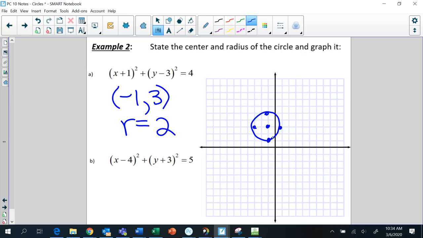How about that one? Center. 4, -3. And we go out how far? How far do we go for radius? Square root of 5. If you don't know what square root of 5 is, it's over square root of 4, sorry. It's greater than 2, less than 3, or you could just ask what's the square root of 5? You'll have calculators for this section. 2.2-ish. So from here, I'm going out 2.2-ish.